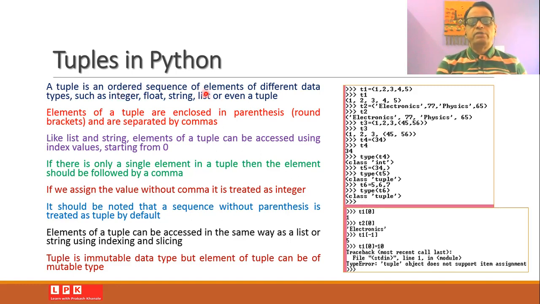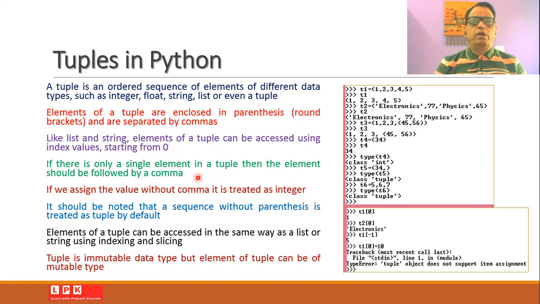So tuple is an ordered sequence of elements, and it can contain elements of different data types such as integer, float, string, list, or even another tuple can be an element of a tuple. Elements of the tuple are always enclosed in parentheses, which we call round brackets, and every element is separated by a comma. Like list and string, the elements of the tuple can also be accessed by using their index values. Every element has a certain index value, and the first element will always have the index 0.